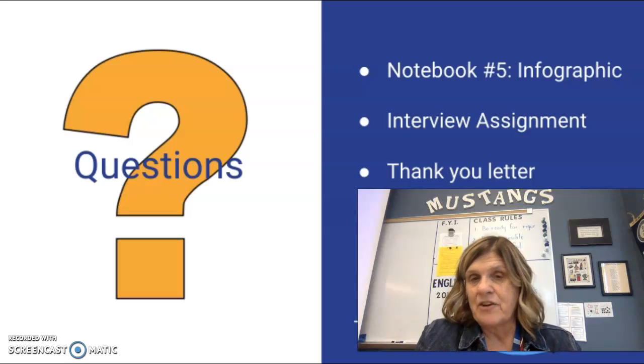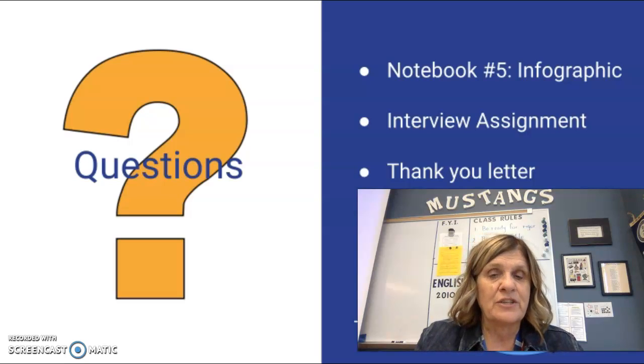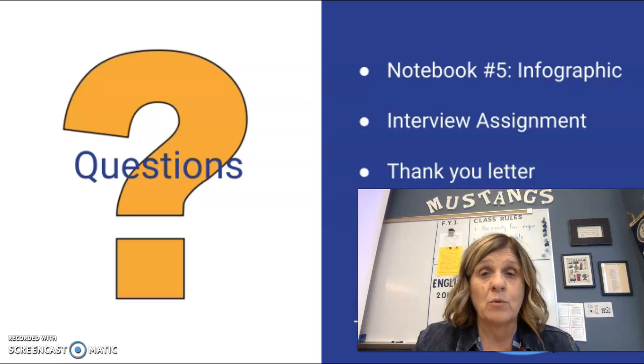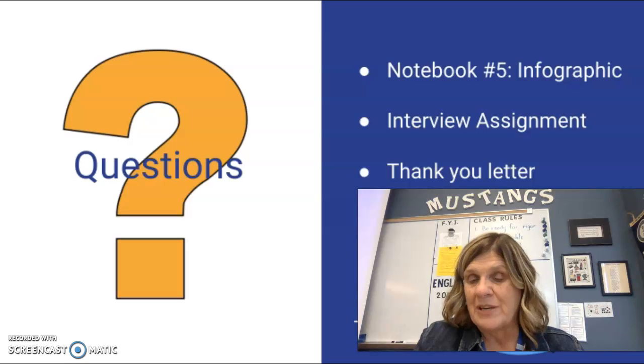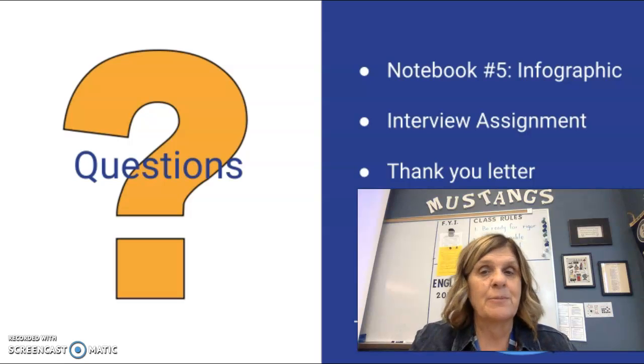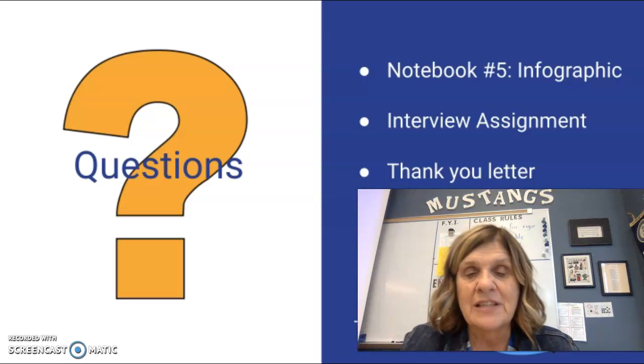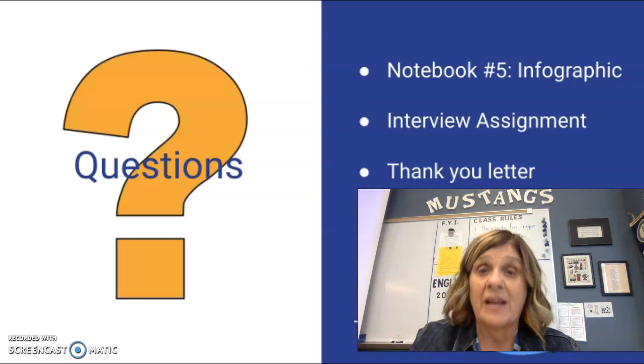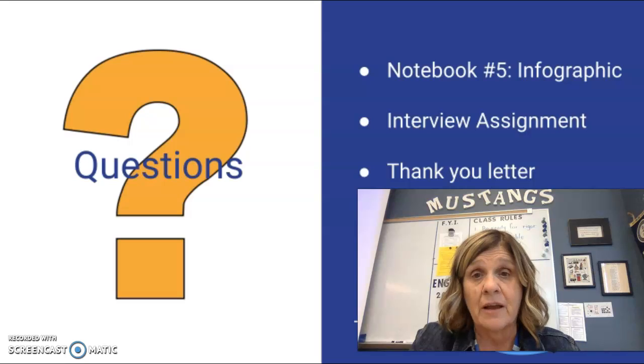Your business letter, your thank you letter that you're going to eventually mail, actually I will mail it to the person that you interviewed, needs to be printed, and I will go over it. And remember, this letter needs to be error-free, meaning if there's any flaws with it whatsoever, I'm going to have you fix it and redo it again.